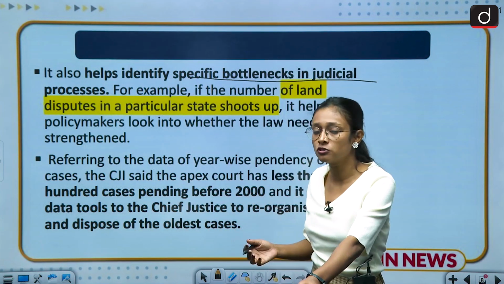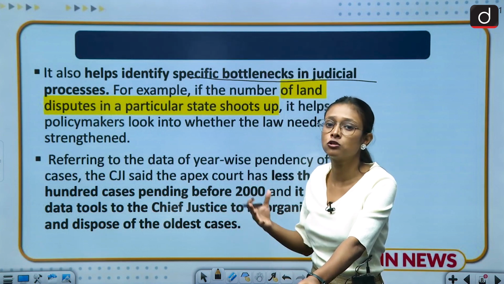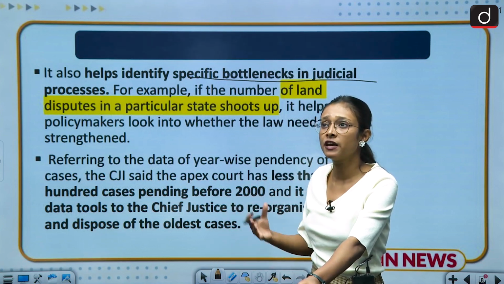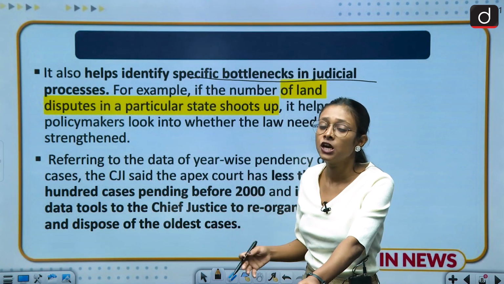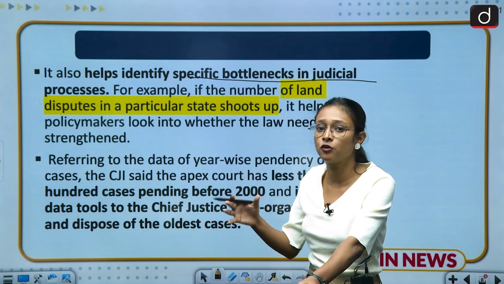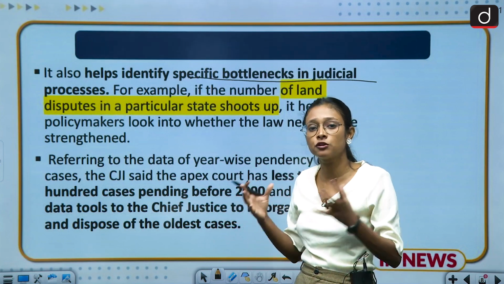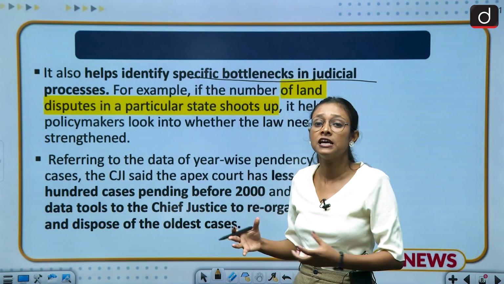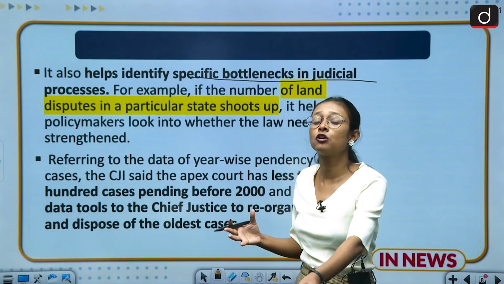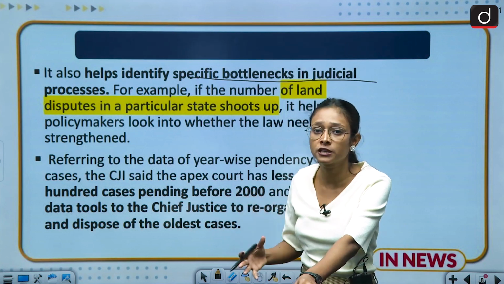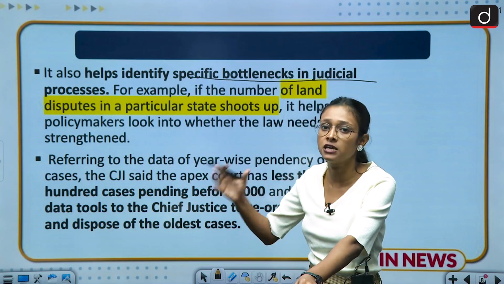And it also tells that there are lots of cases pending in the Supreme Court, High Courts and also at the lower level. So what we have seen, according to the Chief Justice of India, is that before the year 2000 we had only 100 cases left pending. But why do we now see so many thousands of cases pending? Because in the last 20 years, we have not been able to dispense justice on time and dispose of and solve the cases on time. That's why the number of pending cases is high.